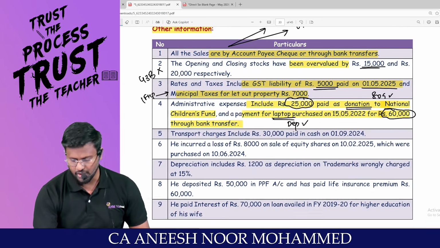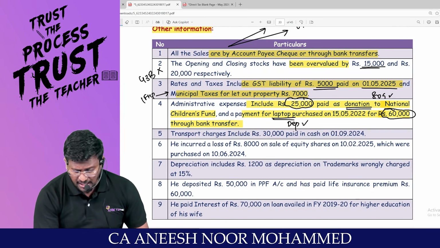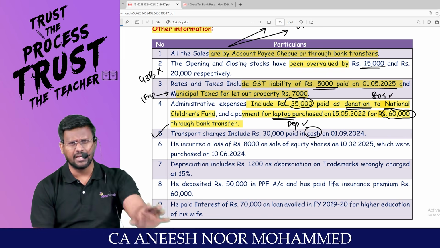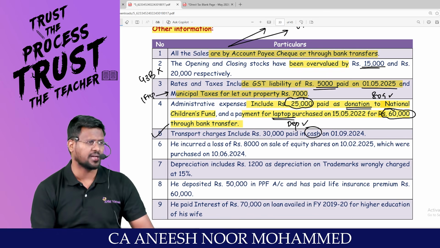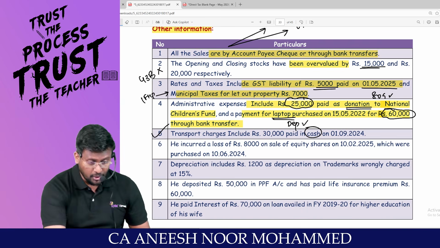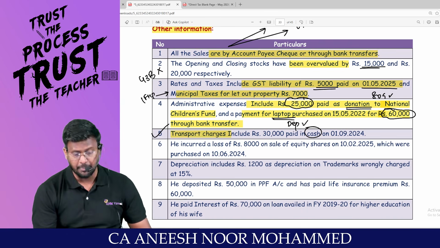Transport charges include 30,000 paid in cash, no problem, because for GTA in a single day, a 35,000 rupees limit is there. Certain students will add back this cash payment in a single day. You have to read it, transport charges, very specific.